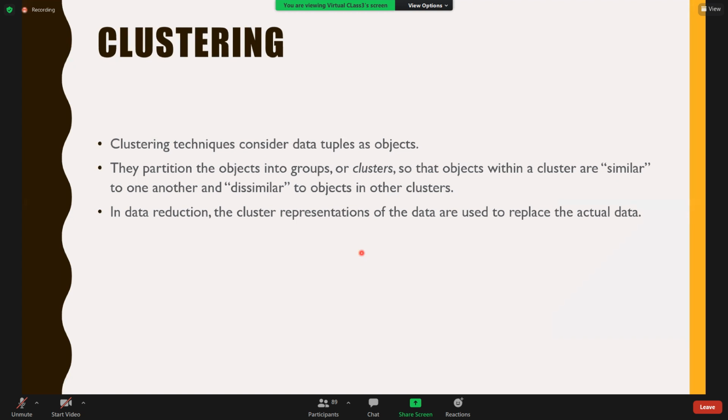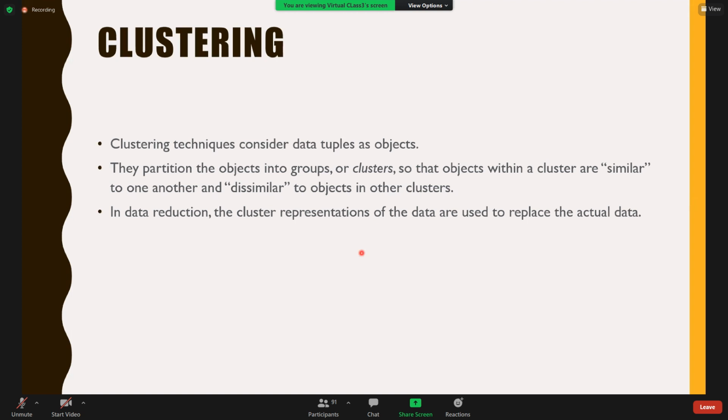So that is one way. Creating a histogram is one way of converting attribute data into some other simpler form. The next technique is clustering. This clustering technique groups the similar data.